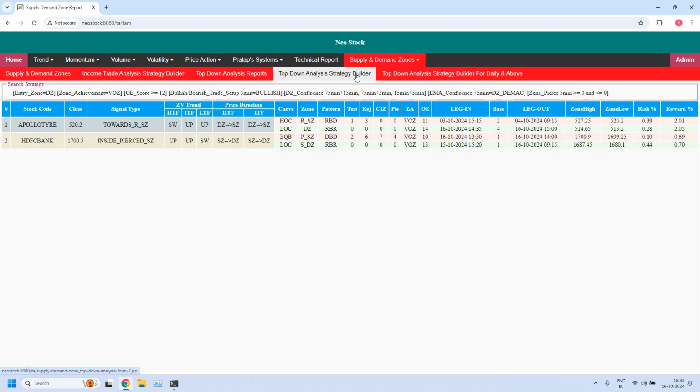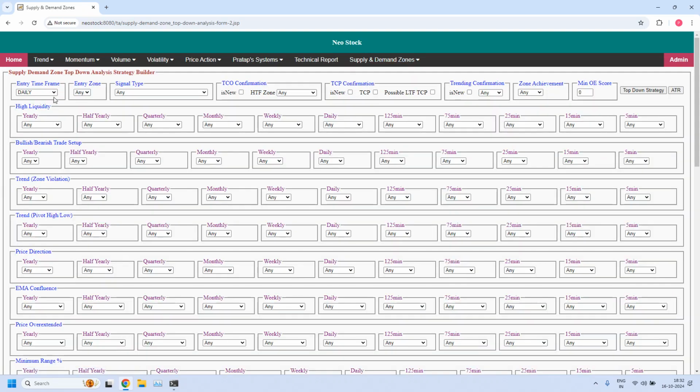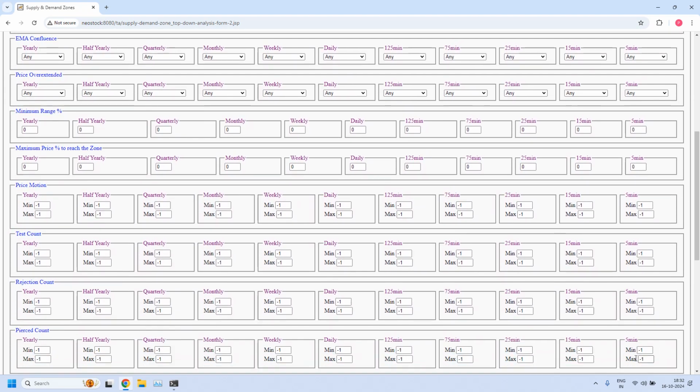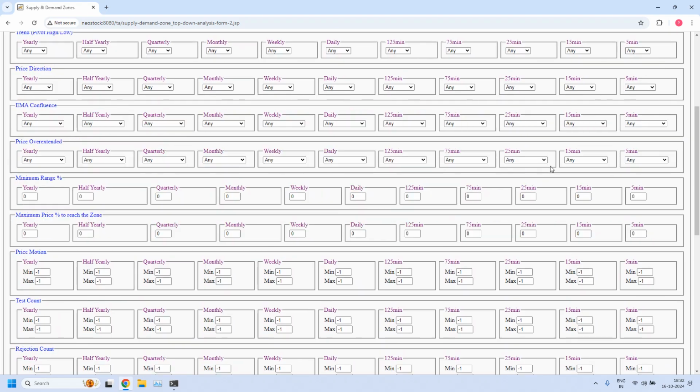Okay, next let us look for bearish trade setup for hourly income trade. Entry time frame 5 minutes. Entry zone supply zone. In bullish or bearish trade setup at 5 minutes time frame, I am selecting bearish. And this 5 minute supply zone should not be pierced. So in the pierced count at 5 minutes time frame, minimum value I am setting 0, maximum value 0.